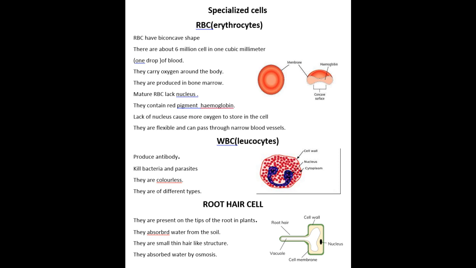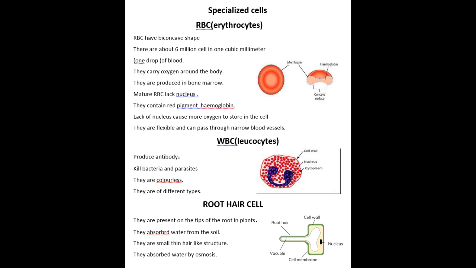This is the shape of the red blood cells, and this is the horizontal cut, the half cut diagram. You can see this is the shape. This is called biconcave shape of red blood cells. Red blood cells have biconcave shape. It is also written here, as you can see.